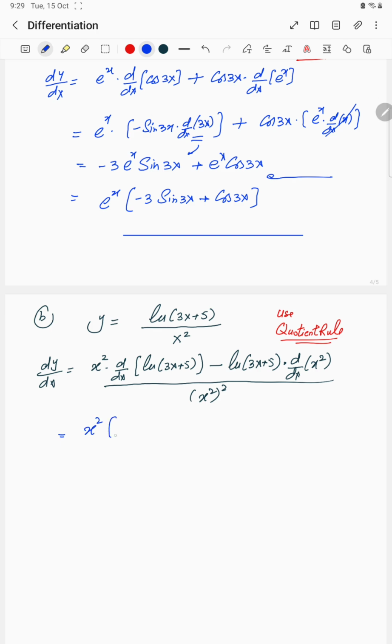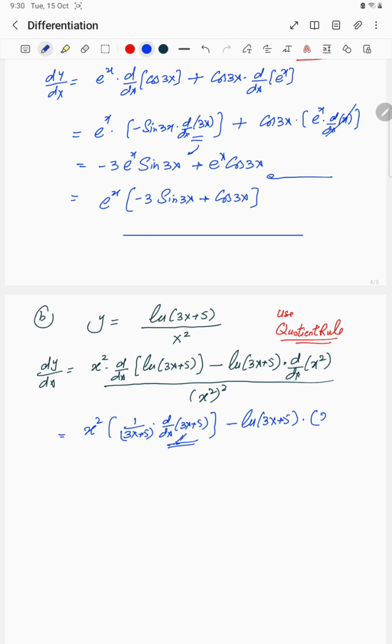So we will get x square, and you know the derivative of a log function is 1 over the function times the derivative of the function. Once you get command on this working, you can do it directly. Instead of writing this, you can write directly 3 here. That is acceptable, right? If you write 3 directly here, it's fine. But first get a grip on the concept instead of doing it wrong in the exam.